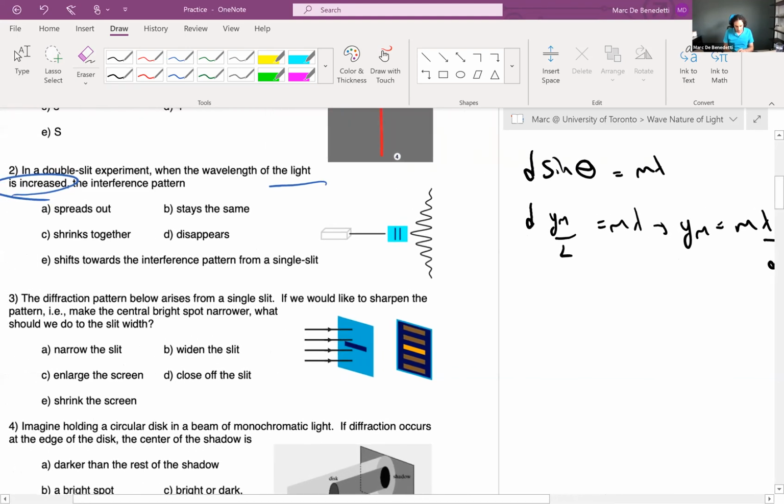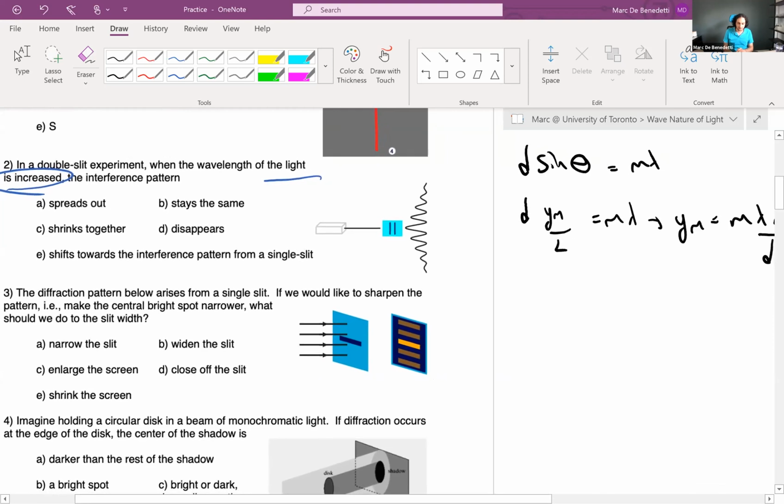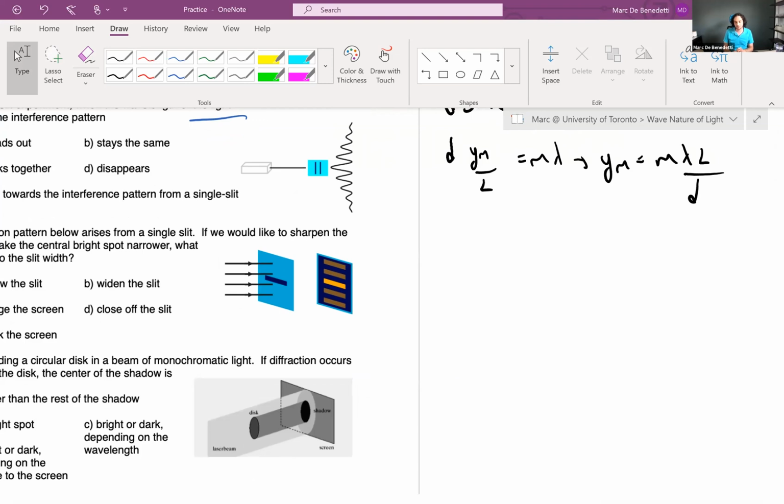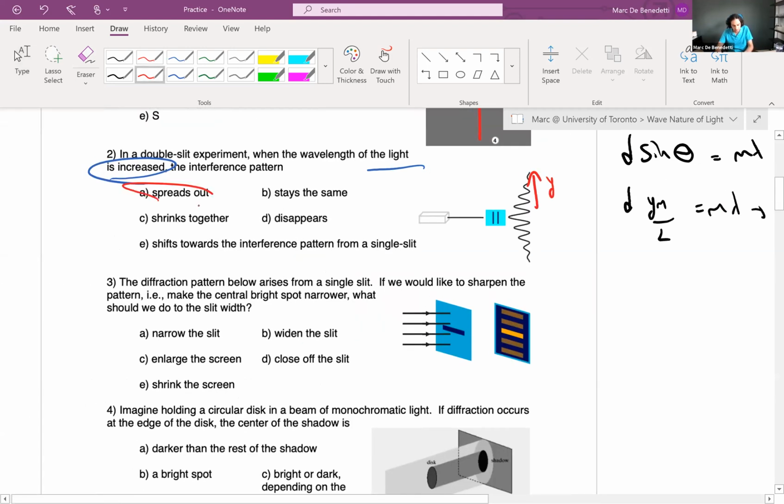So the question is, in a double slit experiment, when the wavelength of light is increased, the interference pattern will do what? When the wavelength of light is increased, that means lambda is increased. That means it's going from, say, blue light all the way to red light. When the wavelength is increased, you see here that as lambda goes up, y_m is going to go up. So that means the vertical distance y is going to get bigger, which means it's going to spread out. Okay.